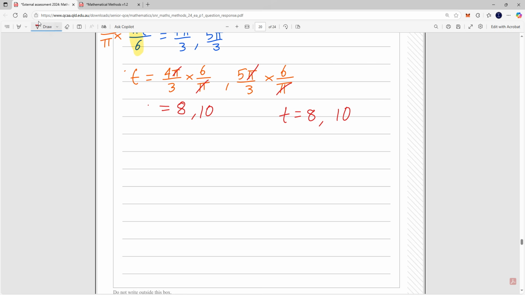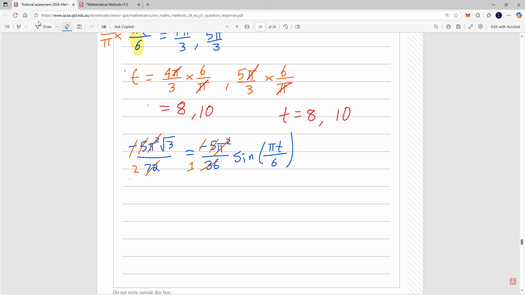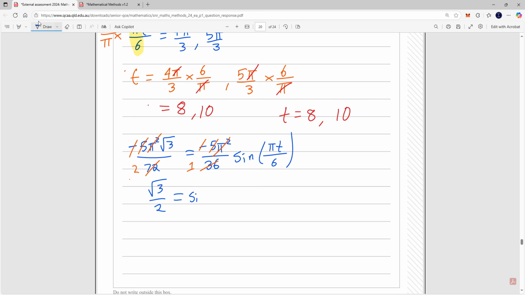I'm going to go back to this one. So here we've got to make it equal to this one now. So negative 5 pi squared root 3 over 72 equals this guy here. And I'm just going to do the exact same thing here, okay? Pi t over 6. Alright, so here you can see we can cancel that. That's a 2, and that's a 1. So again, you're going to get that root 3 over 2. So root 3 over 2 equals sine pi t over 6.